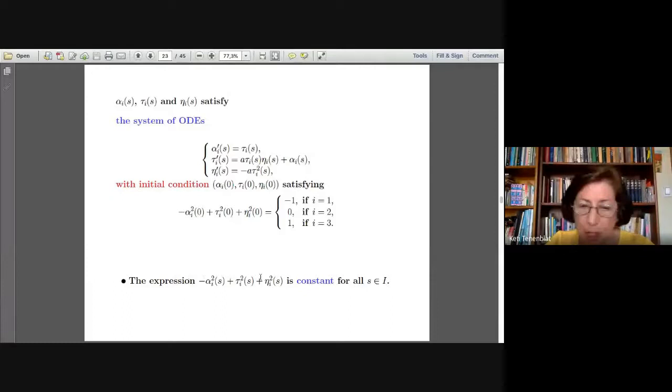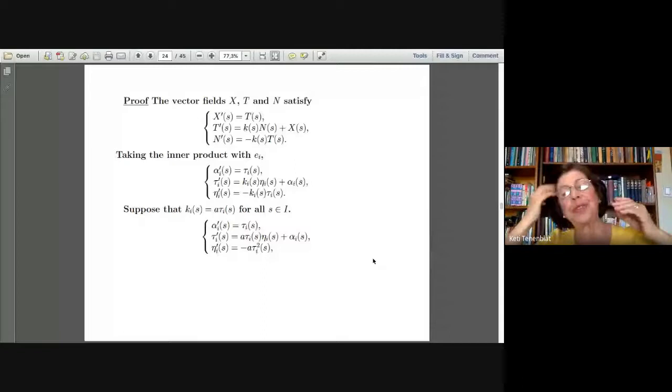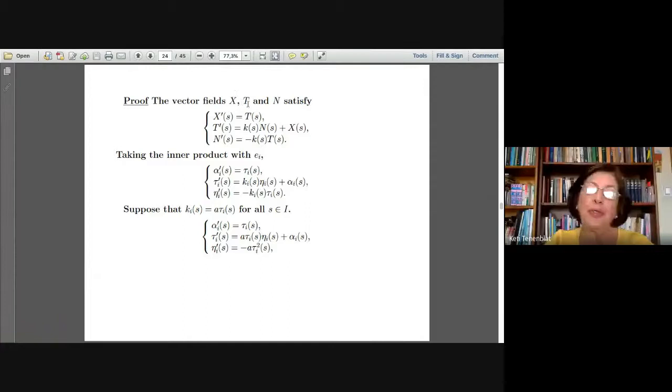So if you start with minus one, you will be minus one for all s where the solution is defined up to now. Okay, so now let's prove this result. Given a curve x, you have the vector fields, which is x, the tangent vector field and the normal. Then elementary results on curves on the hyperbolic space will tell you that you can write the derivatives of those vector fields in terms of t, n and x.